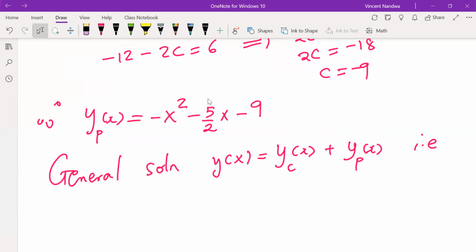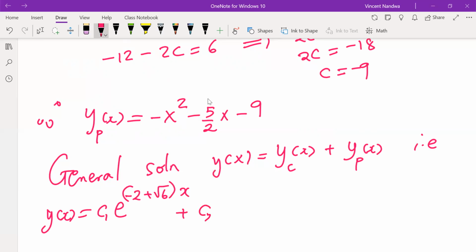So that will give us y of x equals c1 e raised to power negative 2 plus root 6 x, plus c2 e raised to power negative 2 minus root 6 x, and then plus negative x squared minus 5 over 2 x, and then minus 9. So that will give us the answer to the given problem.